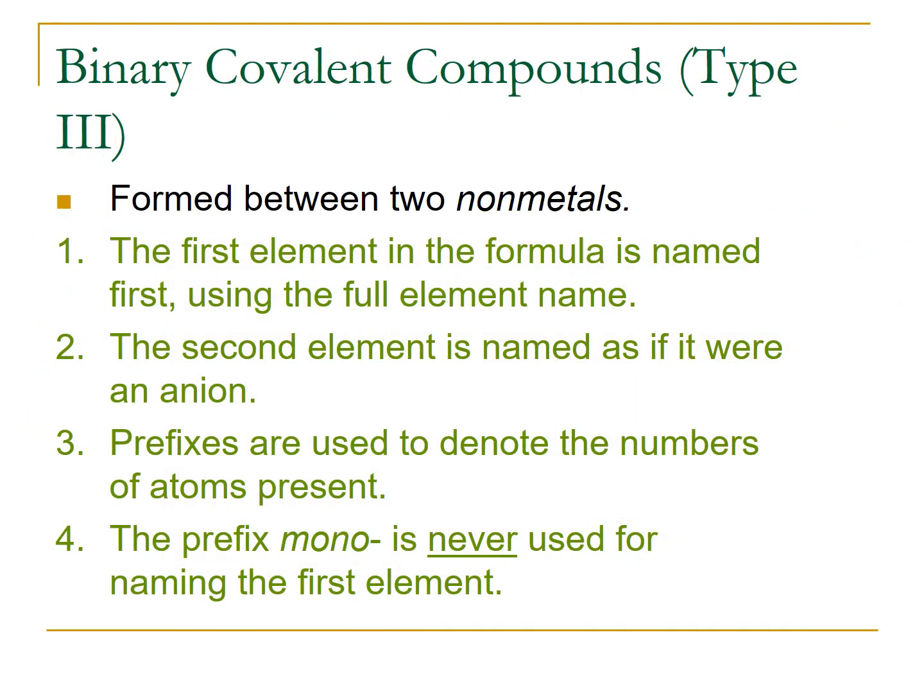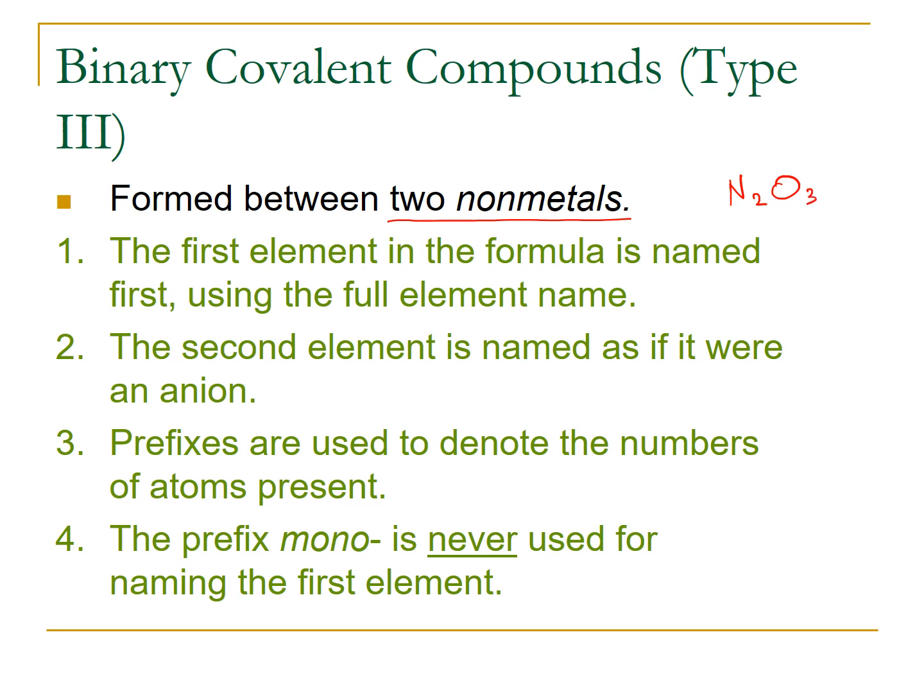Now, binary covalent compounds type 3. So type 3, these are going to be between 2 nonmetals. And essentially, it's all going to follow the same things that we learned, except here sometimes you'll need to add some prefixes such as mono, di, tri, tetra, and etc. For example, NO or N2O3. So how do you name this?